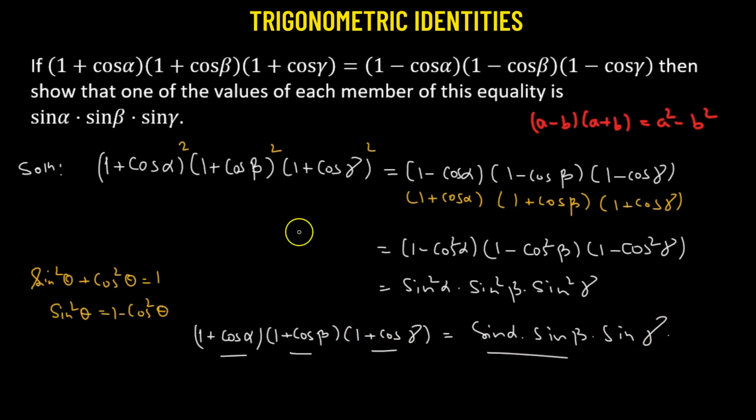The other way around: what we did here was multiply both sides with 1 plus cosine alpha, 1 plus cosine beta, and 1 plus cosine gamma. Now if we do it the other way around, that means multiplying both sides of the original equation with the expression on the right hand side, that is 1 minus cosine alpha, 1 minus cosine beta, and 1 minus cosine gamma, we're still going to get sine alpha times sine beta times sine gamma.